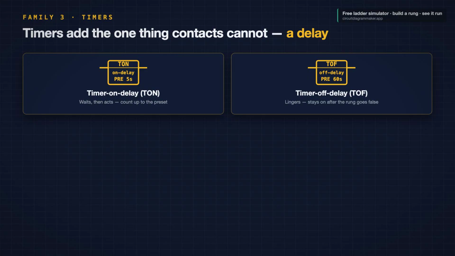Its partner is the TOF, timer off delay. It does the opposite. It keeps its output on for a set time after the rung goes false. A run-on fan that stays on for a minute after you switch it off.